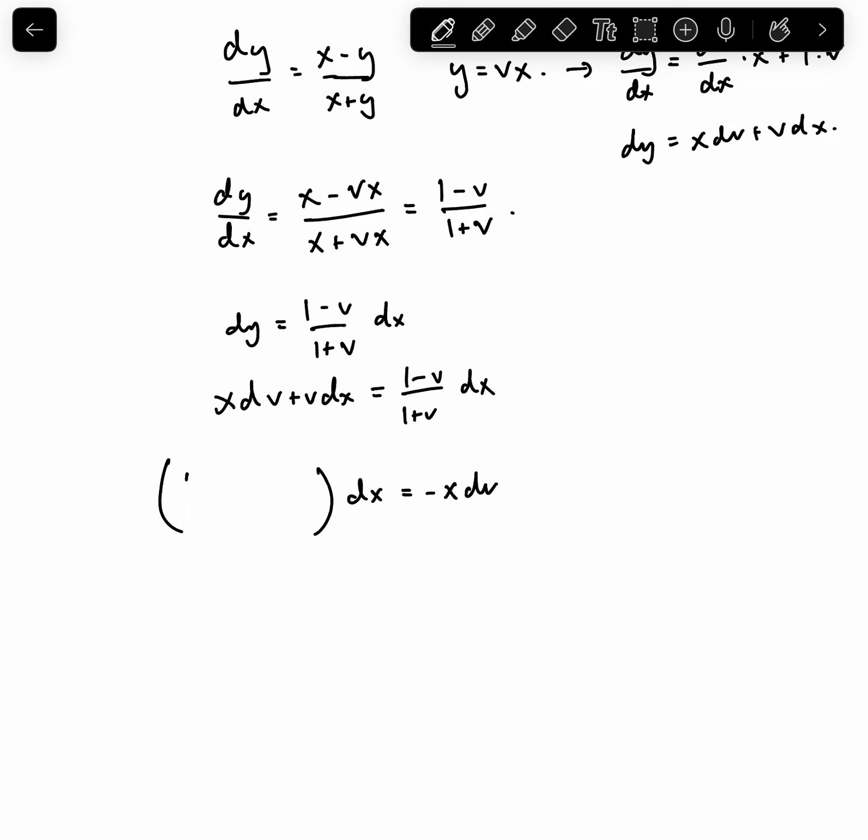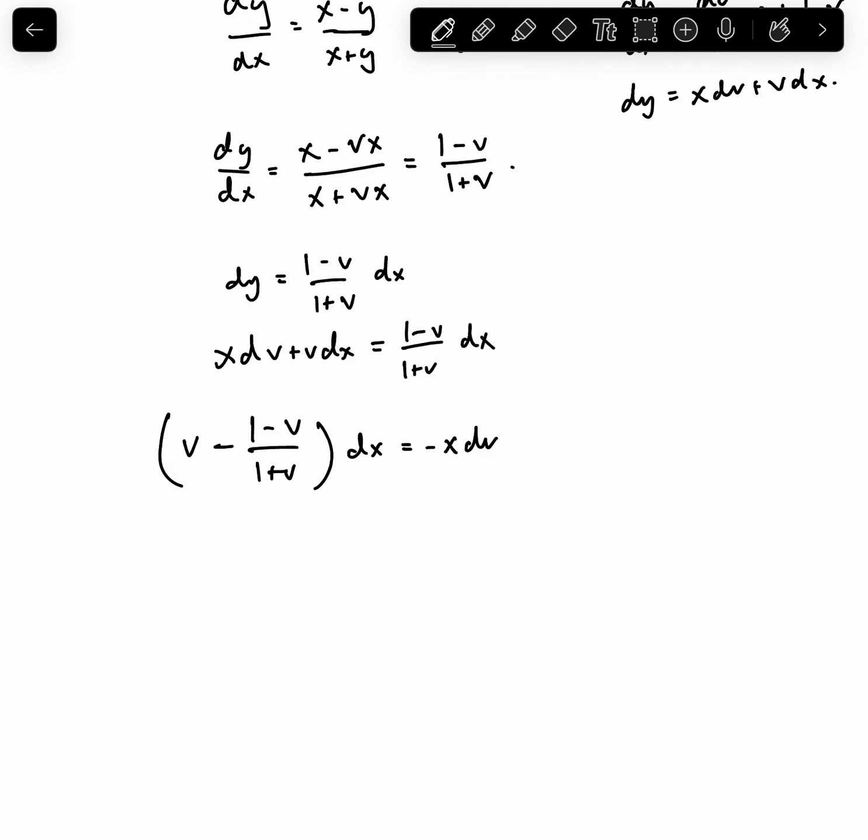But yeah, now we can get a common denominator here. If you multiply v by 1 plus v, you get v squared plus v, minus 1 plus v, because the minus distributes. So minus times 1 becomes minus 1, and minus times minus v becomes plus v. So over 1 plus v, dx is equal to minus x dv. And it'll become pretty clear why I've kept the minus on this side rather than using it to flip the sides.